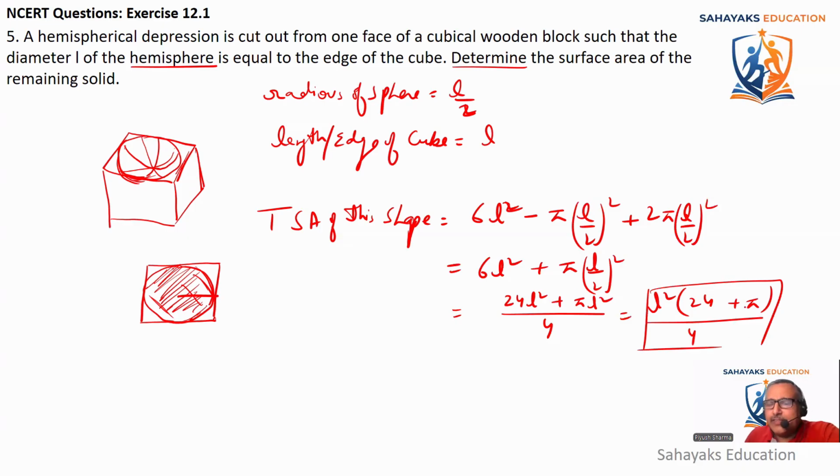So we have taken it in terms of pi, and we have kept L square as L square. So the answer is L square (24 plus pi) divided by 4. And this will be in centimeter square or meter square or something. Okay, we have not mentioned the unit here, so it should be centimeter square or meter square. Okay, so coming to the next question now.